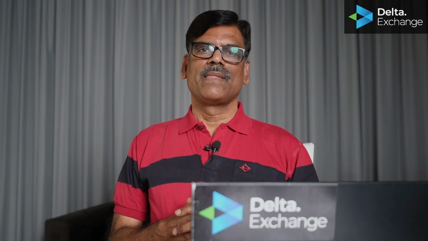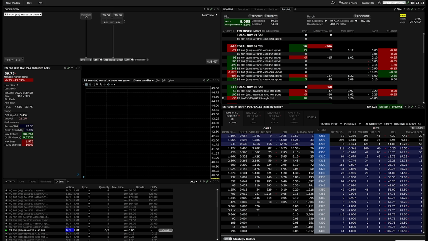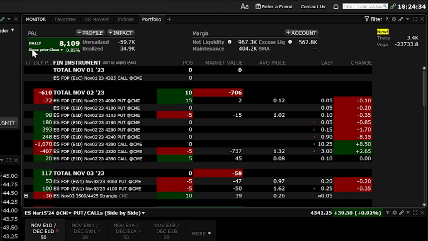But US markets continue to trade for 22 hours in a day. Only for the cash market, there is a starting time and ending time. But futures and options continue for 22 hours. Here you can see P&L daily. So that means this is my today's MTM.